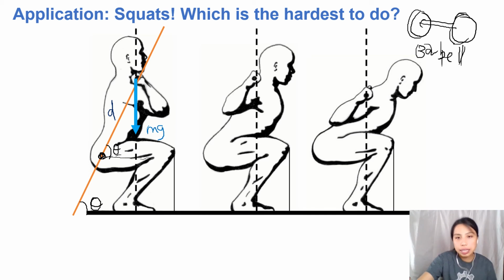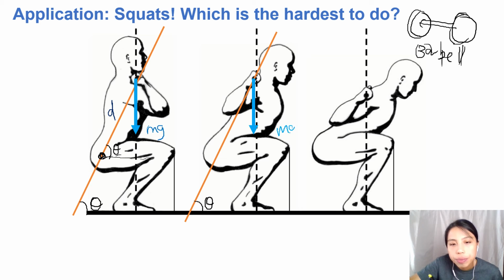Then the person does another kind of squat, but now the barbell is behind on the shoulders, something like that. The angle is a little bit smaller, still quite big. There's the same old weight from the barbell, mg, pulling it down. Oh, and I forgot the hip bone. Same thing, we have some D, whatever D it is, okay, different D.